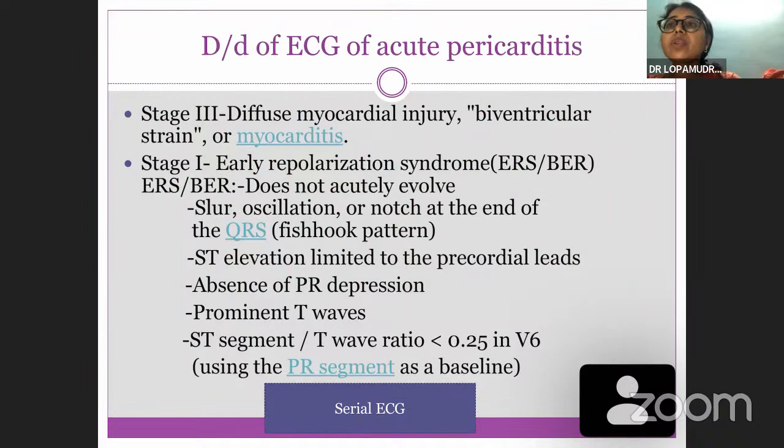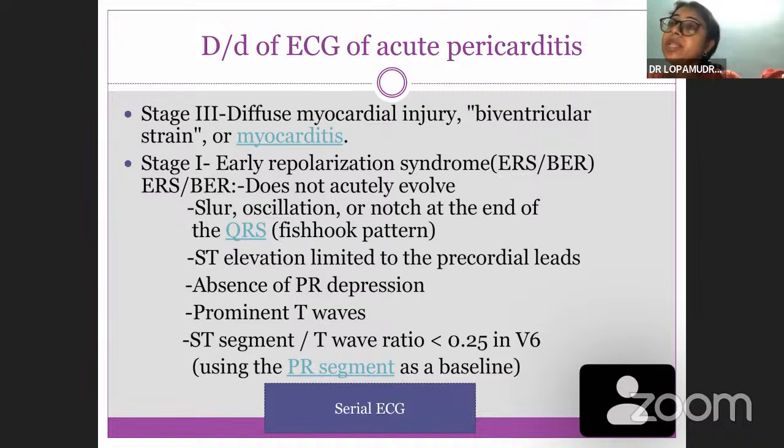So how to differentiate it from STEMI? In STEMI the ST elevation may be convex upwards, but here it will be concave upwards. STEMI can also present with concavity upwards ST elevation. And then there will be reciprocal changes in case of STEMI, but in pericarditis there will be no reciprocal changes.